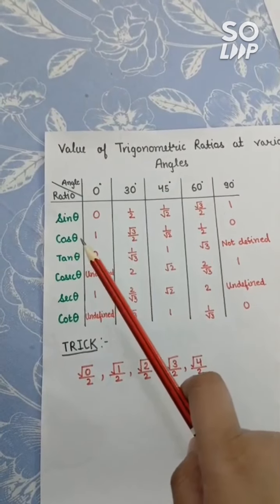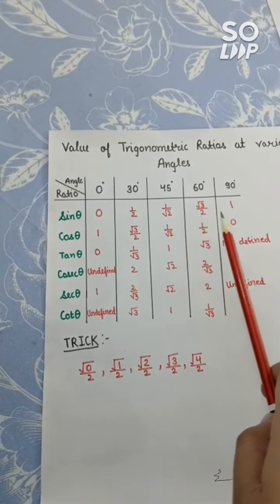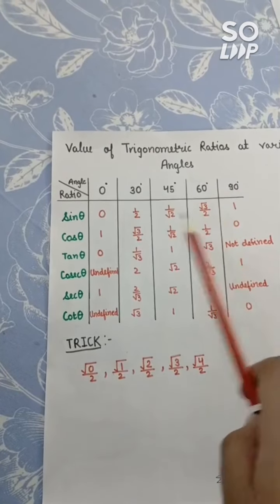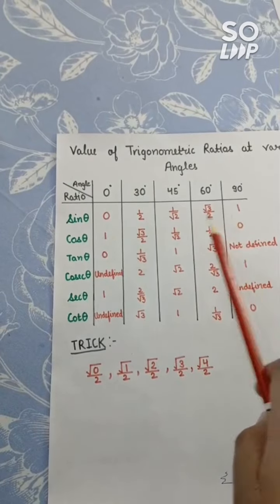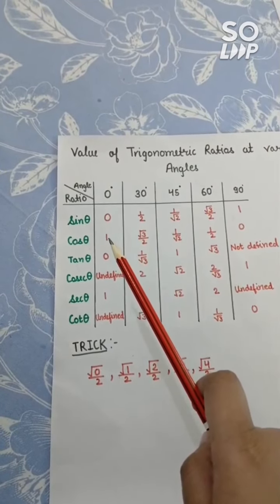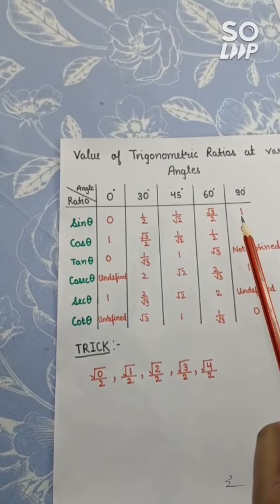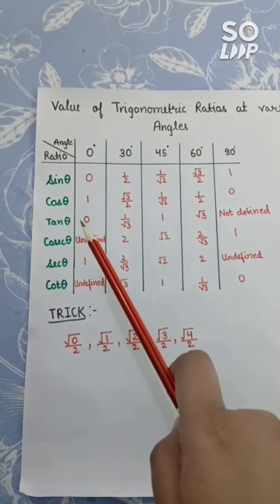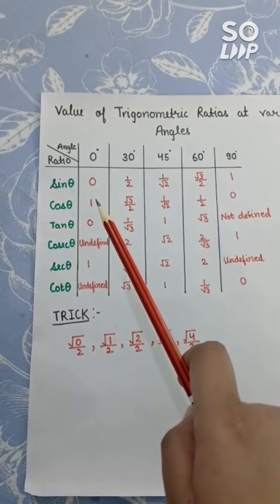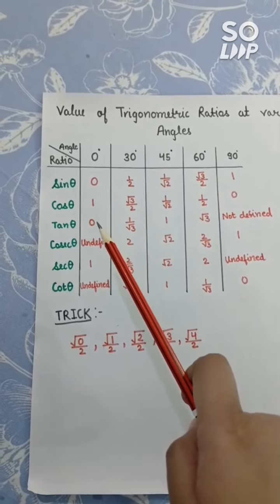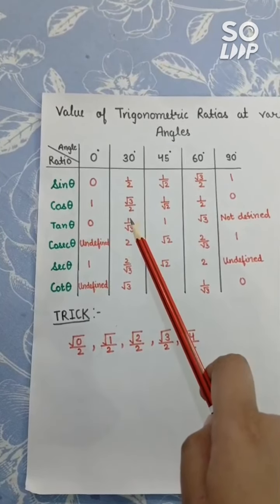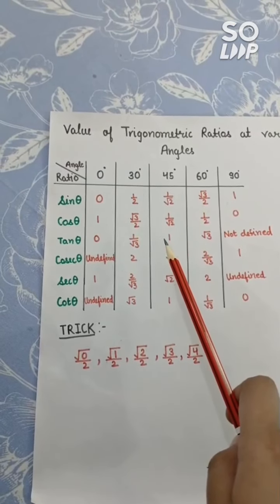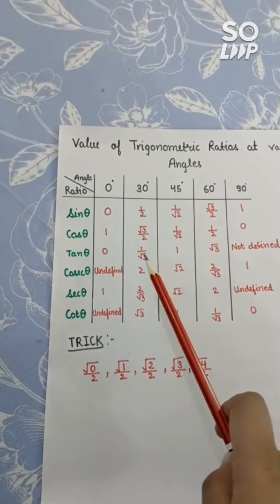Now, for finding values of cos theta, we have an easy way. We just need to start reading values of sin theta from the end. See, the end term of sin theta is 1 and the starting term of cos theta is 1. So we just need to start reading it from end and we will get result for cos theta. Now for finding out values of tan theta, we just have to divide sin theta by cos theta. So 0 by 1 is equal to 0. 1 by 2 upon root 3 by 2 is equal to 1 by root 3. So we can easily find out values of various trigonometric ratios at different angles using this method.